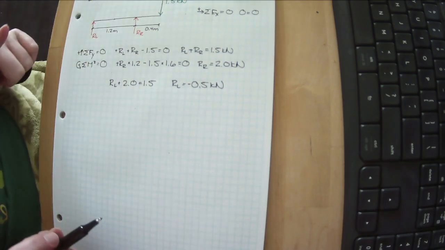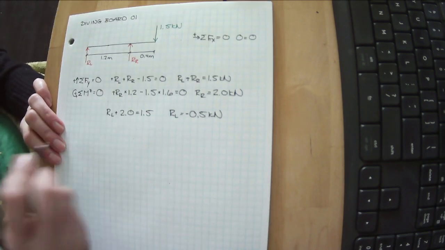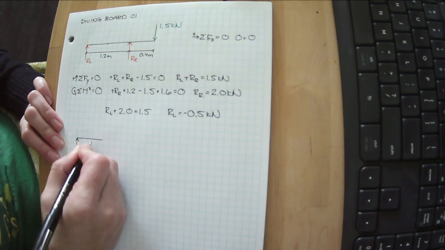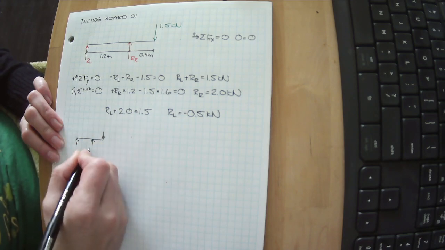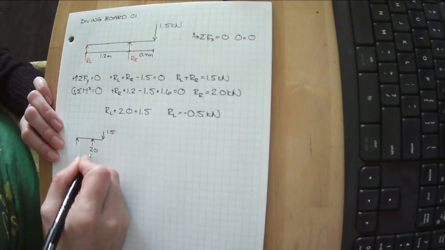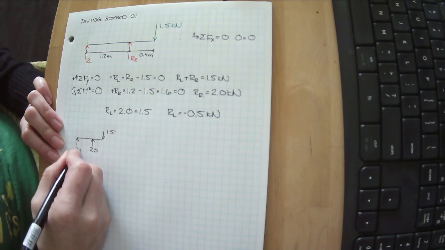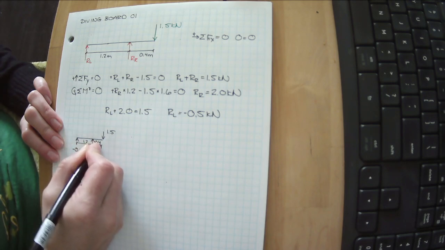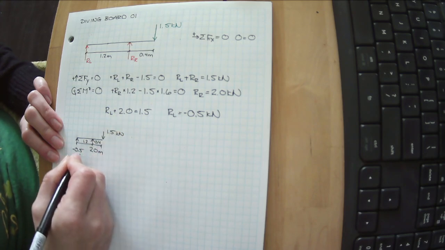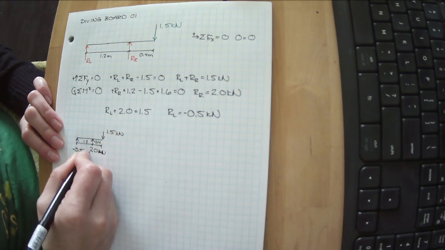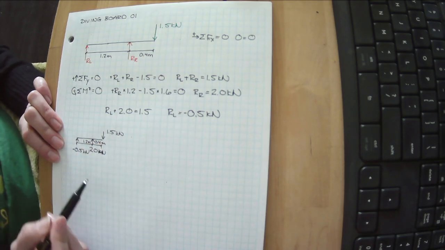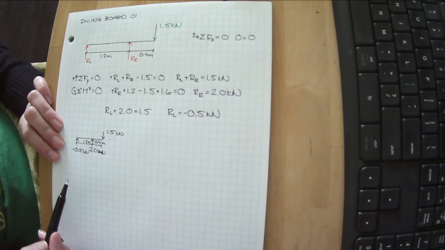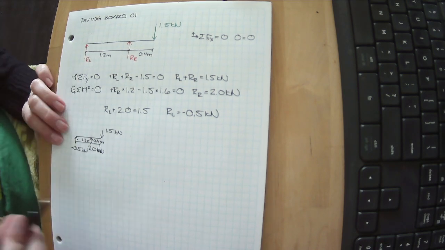You can do one of two things here if you ever want to. Both of these two things are true. So I'm just going to draw a mini version of this. So that's kilonewtons, and that's kilonewtons, and that's meters, and that's meters. You can continue to draw the arrow upwards and say that it's minus 0.5, because that really means it's going in the negative direction.